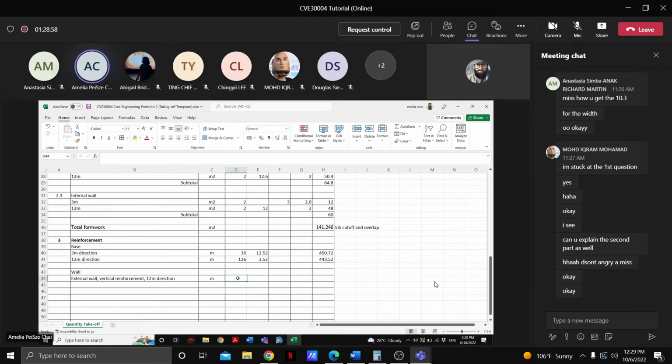Okay, so this one you get how much just now? 63 bars. 63 bars in one wall, so equals this multiplied by 2, right? 2 for each wall. The length is how much? 1.96 meters. So okay, this one is your 3 meters direction.